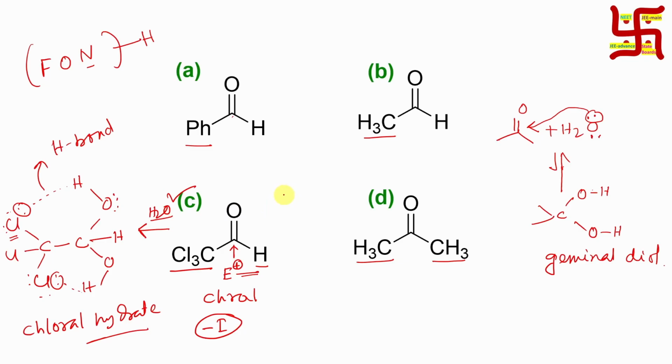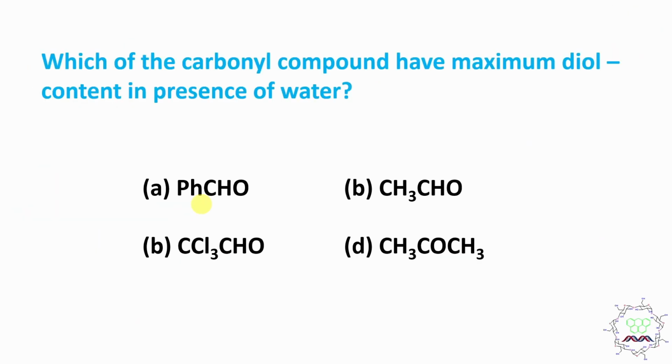Although water is not a good nucleophile, since this carbon is very electron deficient, water can act as a good nucleophile and attack here for geminal diol formation. The second thing is the stabilization of the geminal diol by hydrogen bond formation. That's why this compound C has 100% diol content. So in this case, the answer is option B.